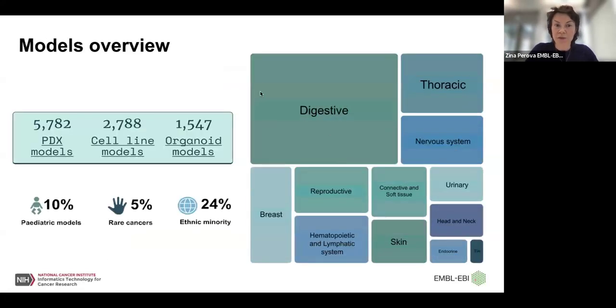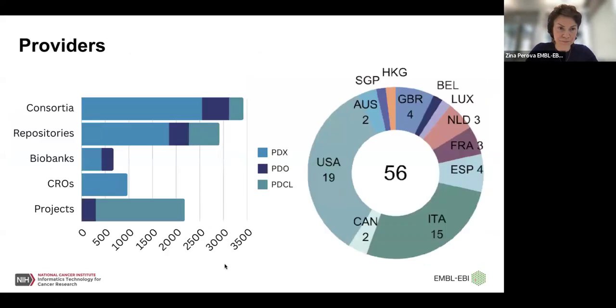To give a bit more of an overview of the models that we have, as mentioned, we have over 10,000 models right now, and they are within these three mentioned groups: almost 6,000 PDX models, almost 3,000 cell line models, and a bit over 1,500 of organoid models. 10% of these models are from pediatric patients, about 5% include rare cancers, and about 24% are from ethnic minority backgrounds. And on the right-hand side, you can see the cancer systems that the models in our resource cover.